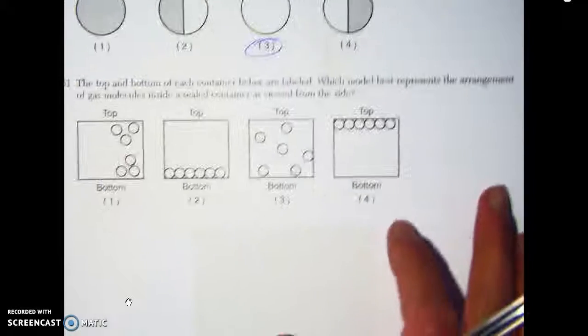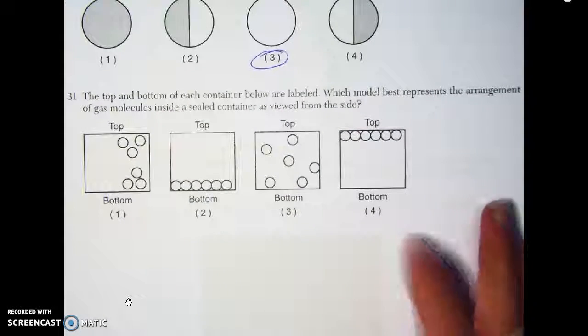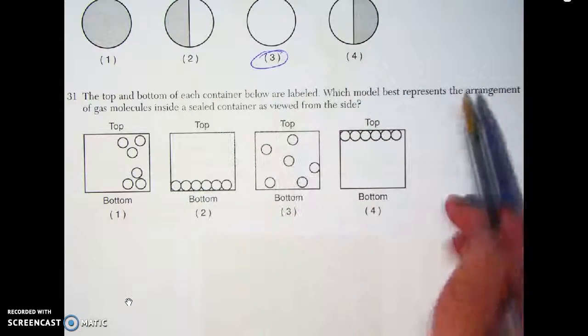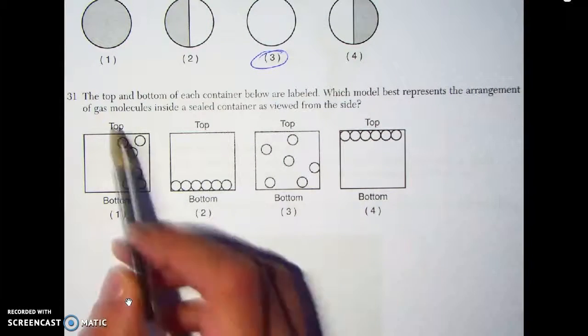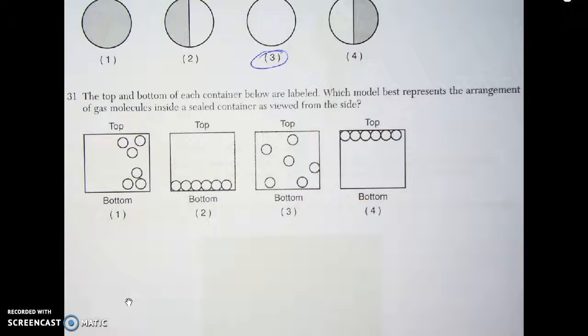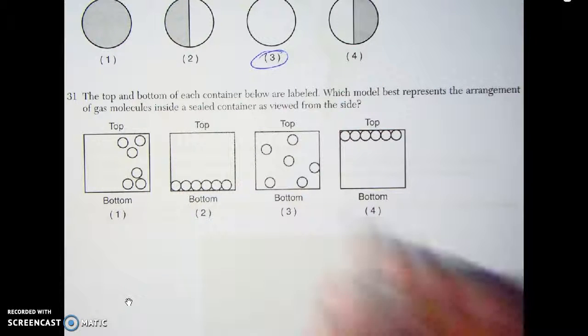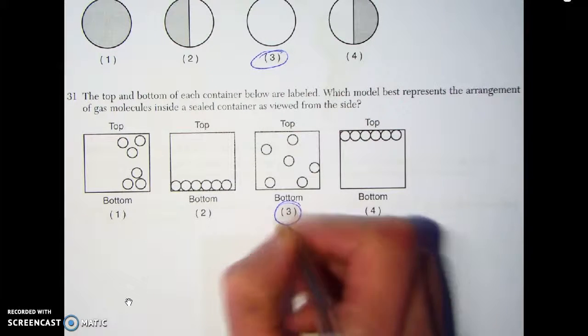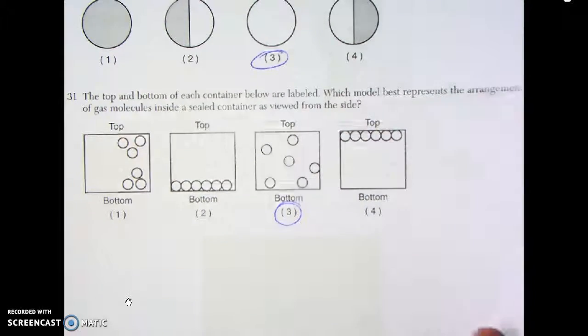Okay, here's question 31. We have gas molecules inside of a sealed container. It says, which best represents the arrangement of gas molecules? Well, gas molecules are going to spread out evenly throughout the container. They have a lot of kinetic energy, a high speed, they're moving quickly, and since they're spreading out all over equally, it would be choice 3.